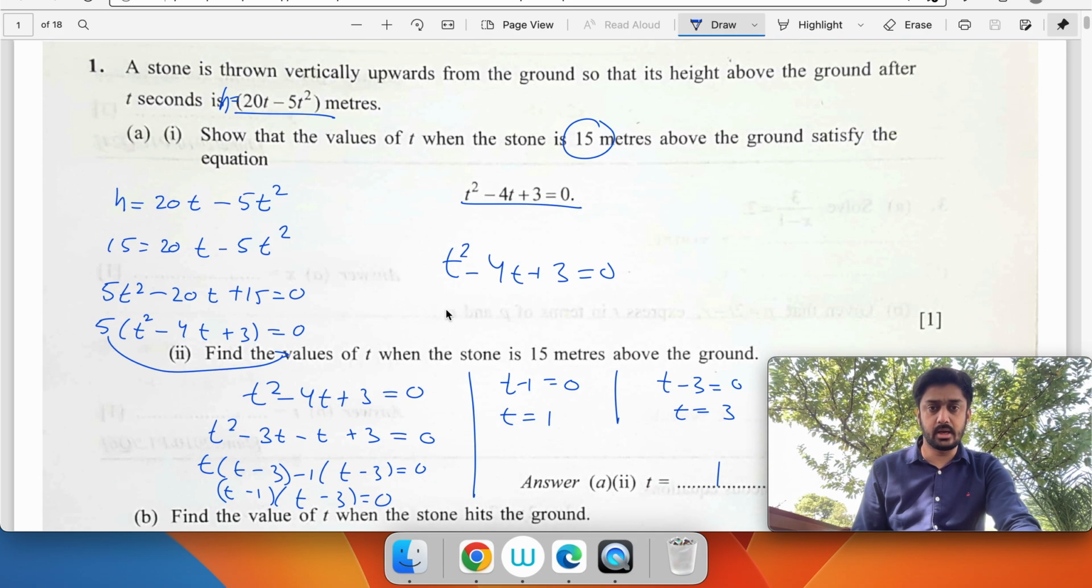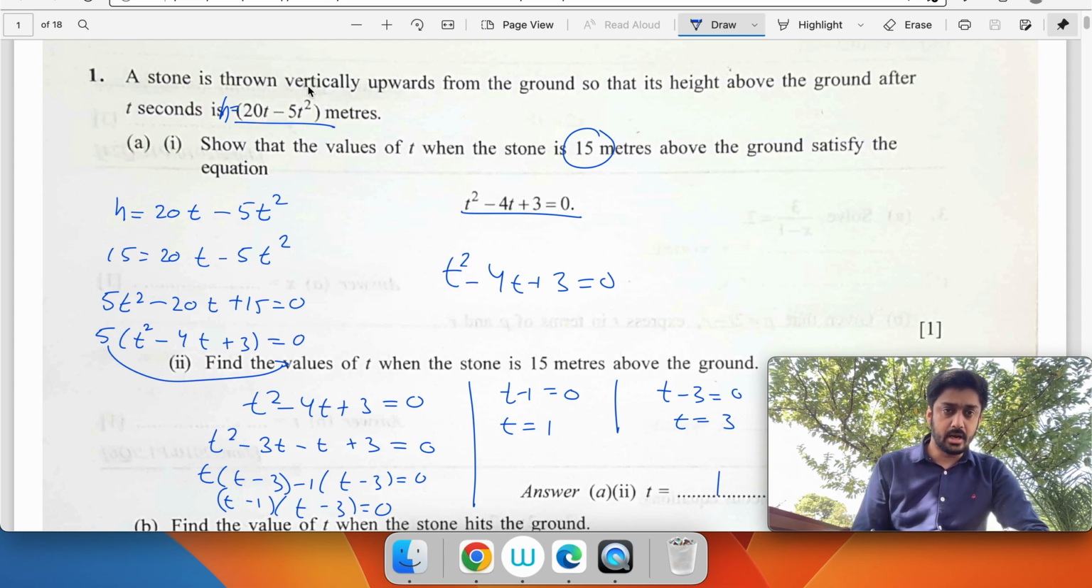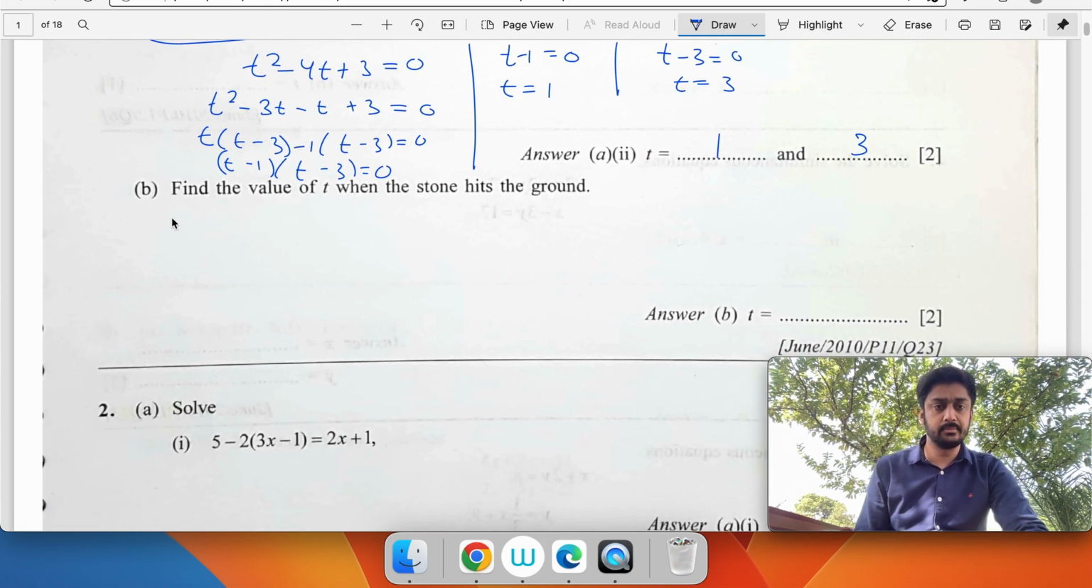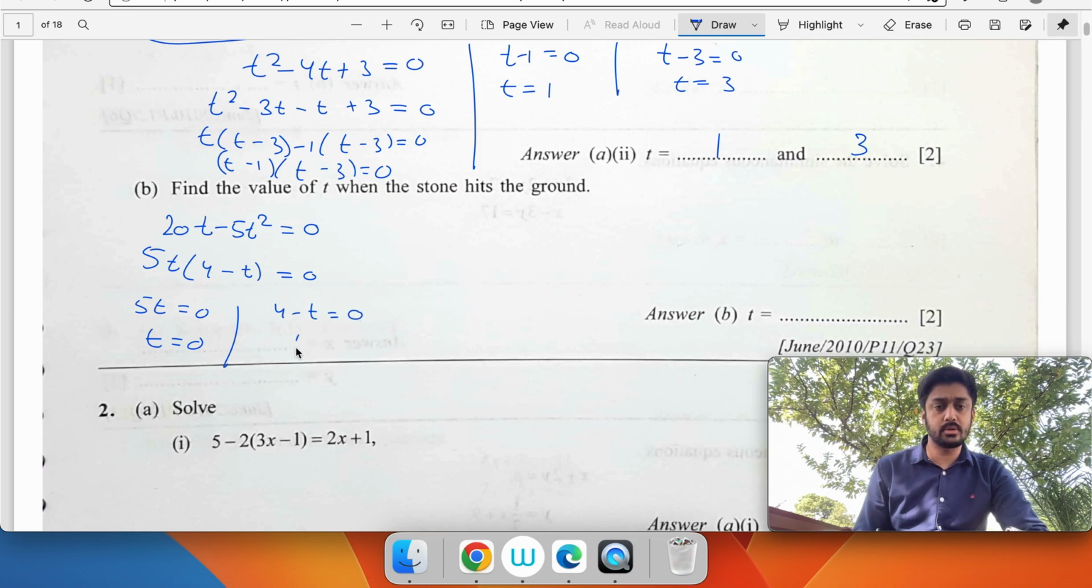Find the value of t when the stone hits the ground. So when the stone hits the ground, basically your height will be 0. So I'm taking this equation 20t minus 5t square and equating it with 0. So 5t common, this is 4 minus t equals 0. 5t equals 0: firstly, time is 0, that is at start, and second, 4 minus t equals 0, t equals 4. So these are the two times. Find the value of t when the stone hits the ground. So when it comes back, that is 4.